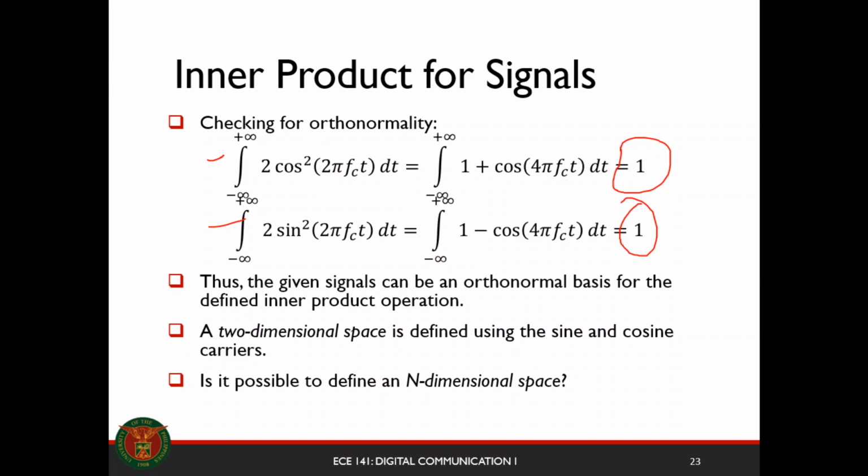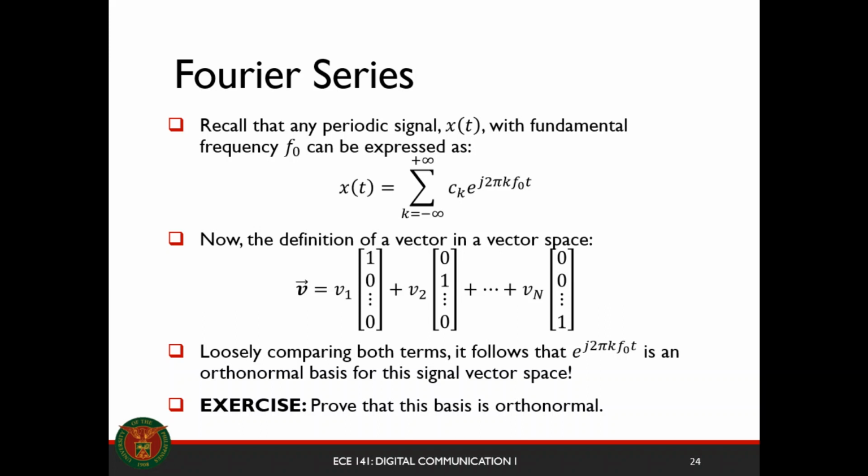So that means it's a two-dimensional space. So is it possible to create an n-dimensional space? So yeah, it's cool and all, we have a two-dimensional space, that's cool. Can we create an n-dimensional space? Let's look at the Fourier series.